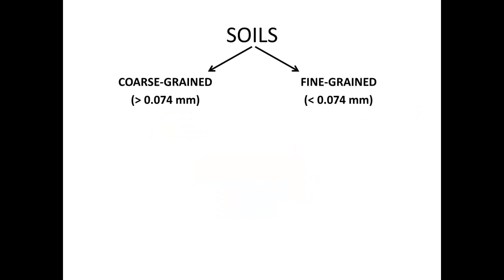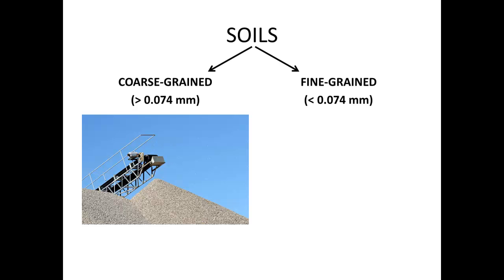I expect that you're probably familiar with using the terms coarse-grained and fine-grained soil as part of the everyday lexicon. In general terms, coarse-grained soil is made up of particles which are larger than 0.074 millimeters, or a 200 sieve, just like the gravel in this photo. Whereas fine-grained soil is made up of particles which are smaller than 0.074 millimeters, just like the sand in this photo.